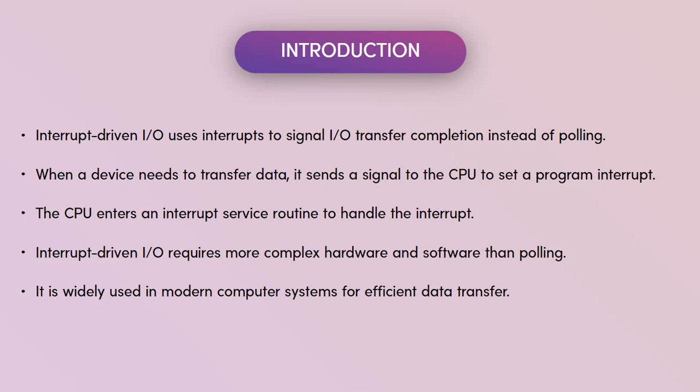Interrupt-driven input-output uses interrupts to signal input-output transfer completion instead of polling. When a device needs to transfer data, it sends a signal to the CPU, which means the device signals the CPU using a hardware interrupt, which the CPU handles through an interrupt service routine. Then, the CPU enters an interrupt service routine to handle the interrupt. Interrupt-driven input-output requires more complex hardware and software than polling. Still, it is widely used in modern computing systems for efficient data transfer.